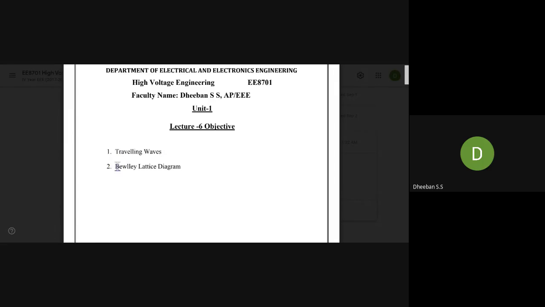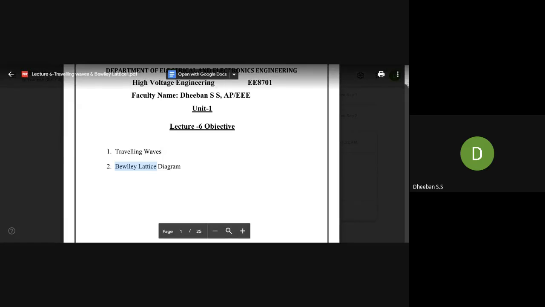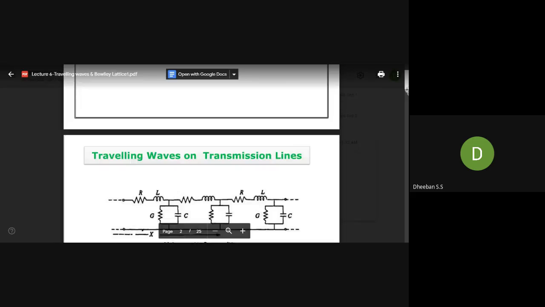The important question lies in the Bewley lattice diagram. The derivation they'll be asking. It is entirely a derivative part. Okay, I will just show this traveling waves as you already studied in your T&D. So I won't be covering that much, but I have given it in your PPT. Okay, so first we will be seeing out.